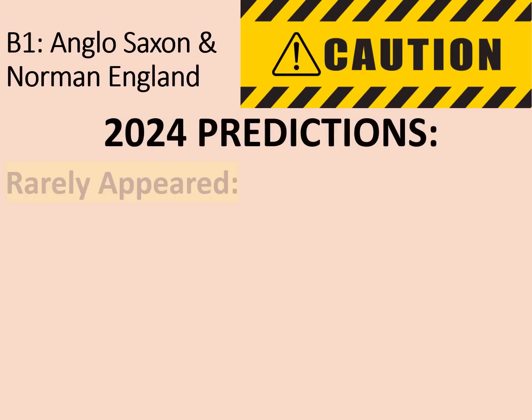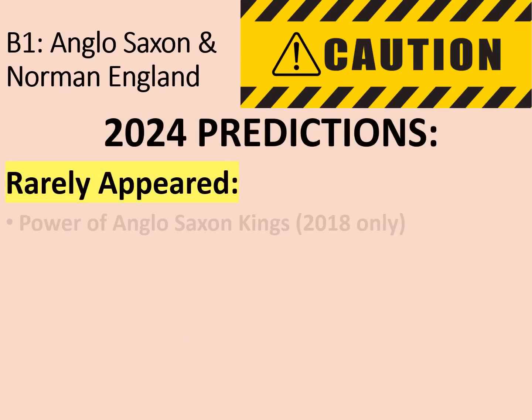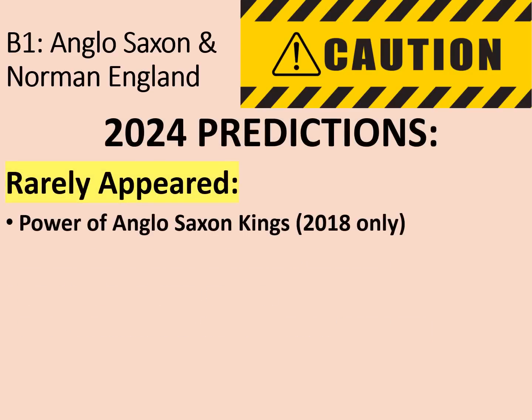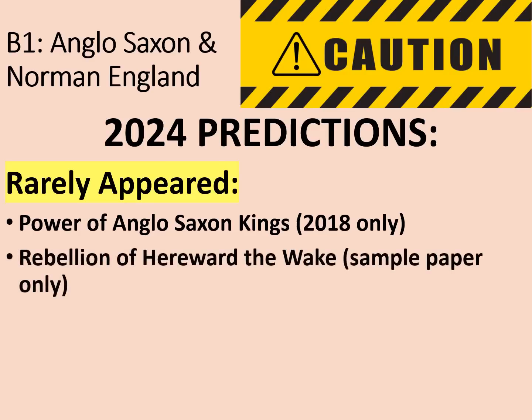The following have all appeared only rarely. Power of Anglo-Saxon kings. That came up in the 2018 exam only, which was the first publicly sat paper of this particular exam. Also the rebellion of Hereward the Wake. This was on the sample paper only, but it's a cracking story if you don't know it.